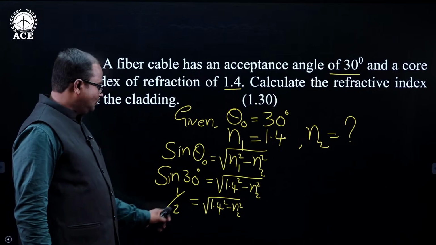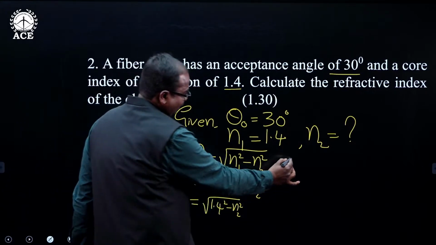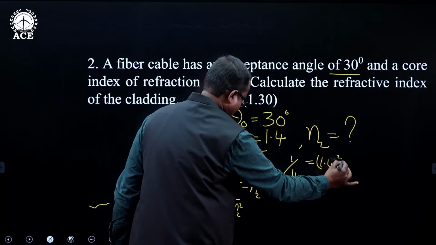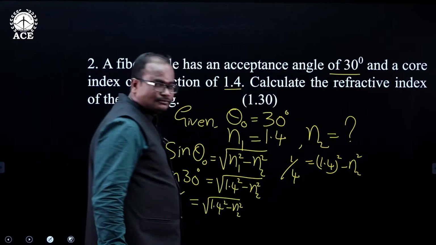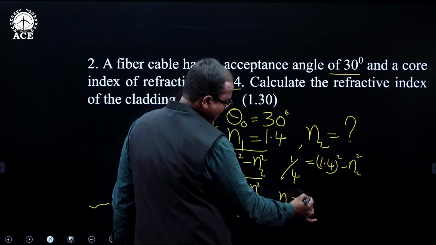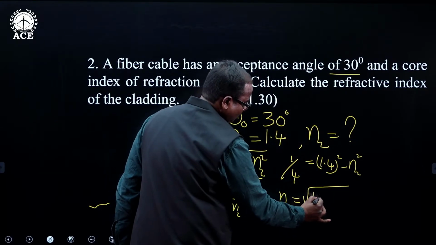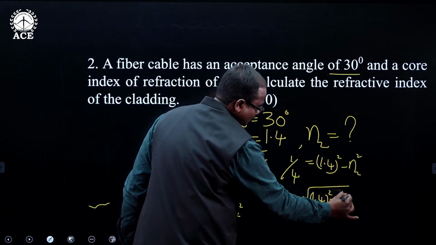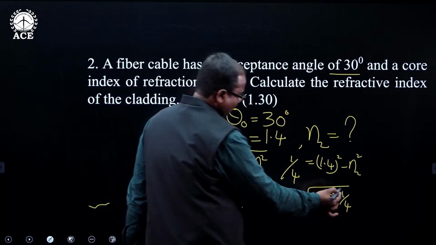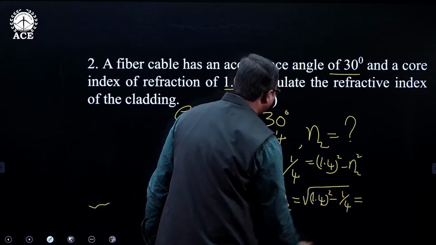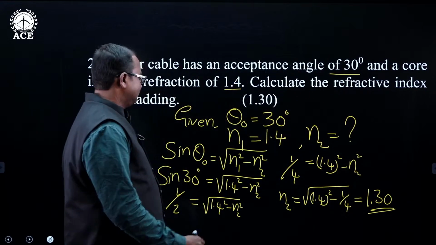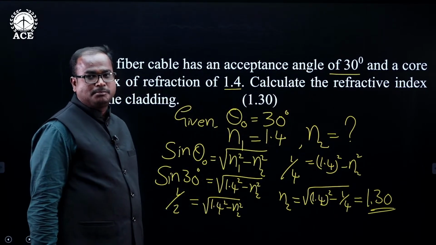By squaring on both sides, what will you get? 1 by 4 is equal to 1.4 square minus n2 square. So n2 is equal to root of 1.4 square minus 1 by 4. If you calculate this, the value you will get is n2 is equal to 1.30.